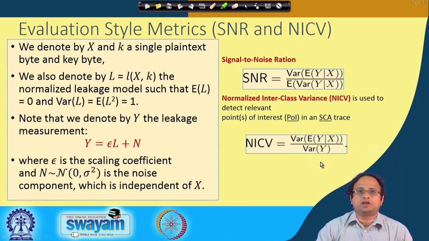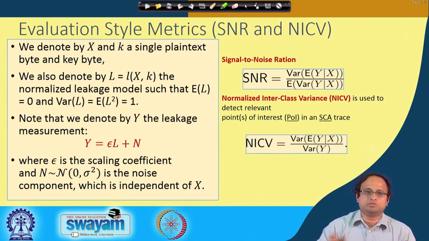Often this NICV is very useful. It is used to find out the points of interest on the side channel trace. You can apply the NICV to know the sequence of operations in your implementation, like whether you are doing the mix column, then shift row, add round key and so on.